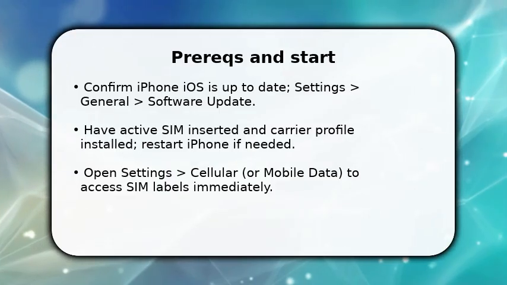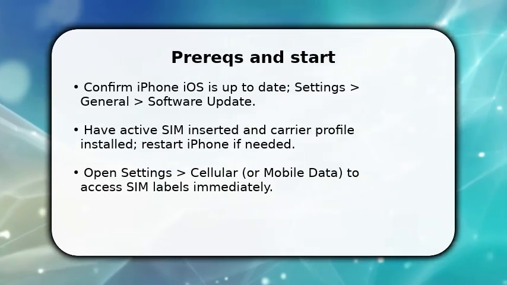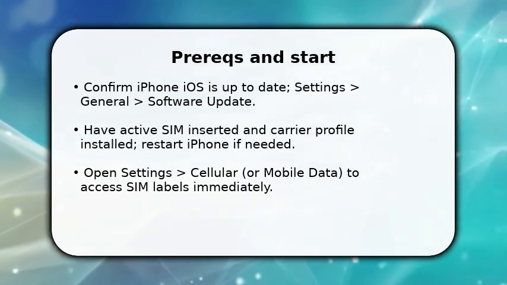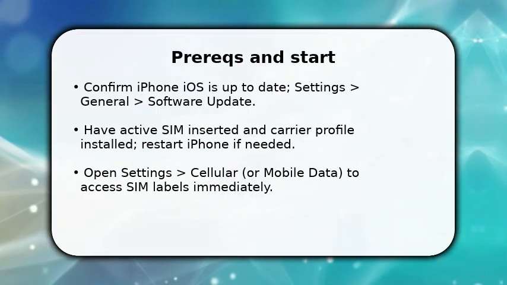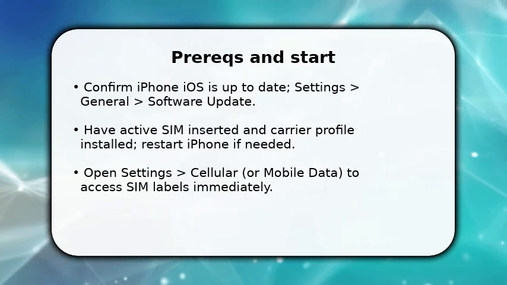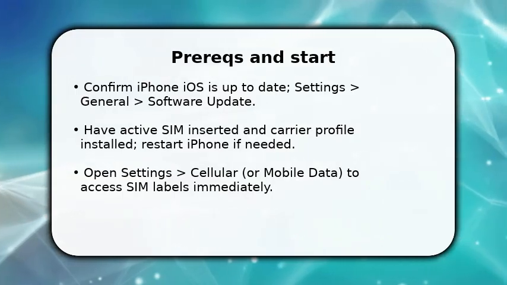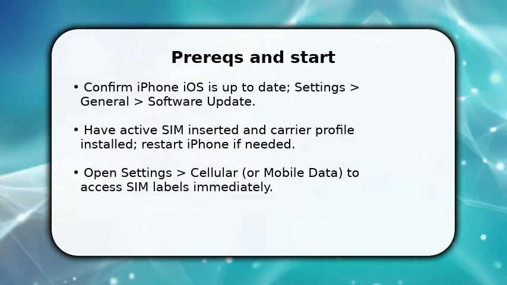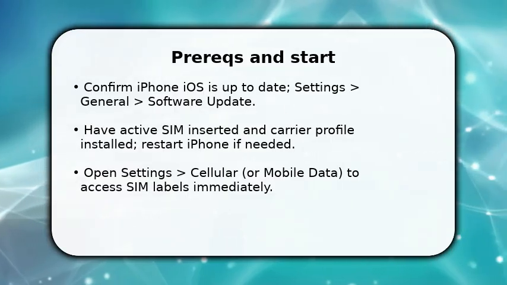You're ready. Update iOS and verify the SIM is active so labels save correctly. Once done, open Settings and tap Cellular or Mobile Data. This takes you to your SIM lines. Find the line you want to rename and tap its current label. You do this now because renamed labels sync with contacts and call logs.